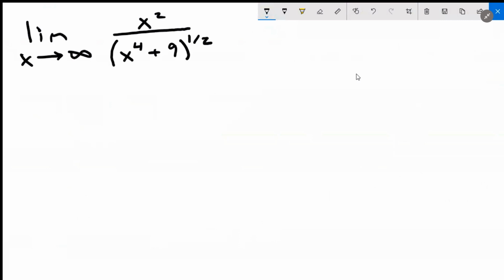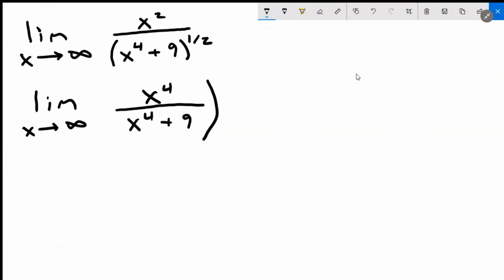Yep. So the first thing we can do here, we notice we have an x squared at the top. We have an x to the fourth at the bottom. And this is a radical. So why don't we make everything a square root? So let's take the square root of the top too. So we can rewrite this as the limit as x goes to infinity of x to the fourth over x to the fourth plus 9. And now everything is to the radical 1/2, or the square root.